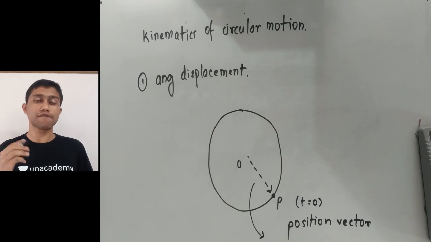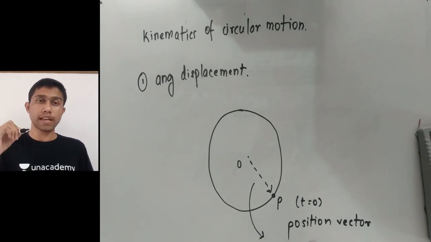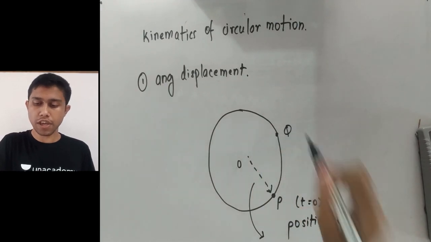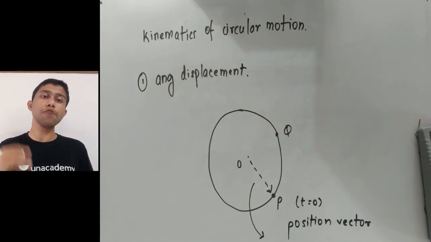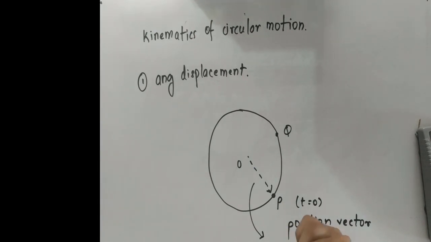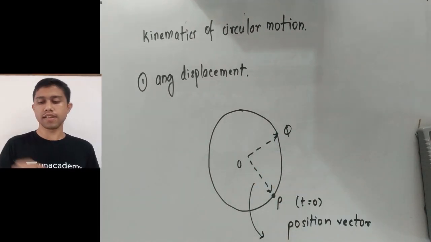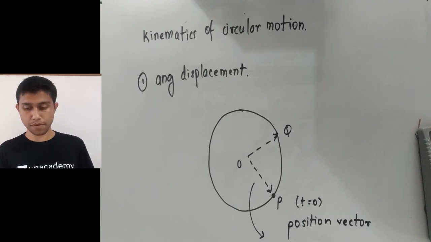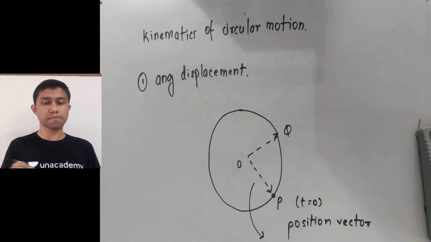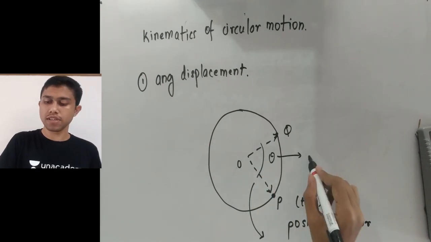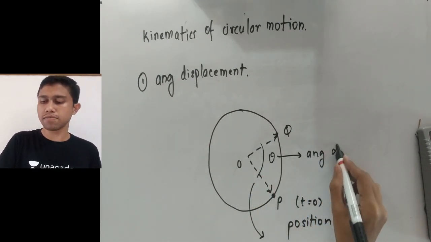Now suppose after some time t, this particle moves to a new position which is Q. Again, I'll draw a new position vector which will denote a new position of the particle. This is a new position vector at a new position. So what is the angular displacement? The angular displacement will be given by theta.